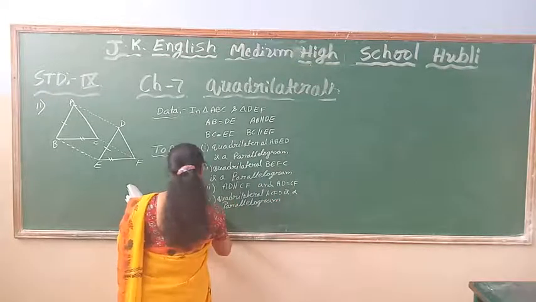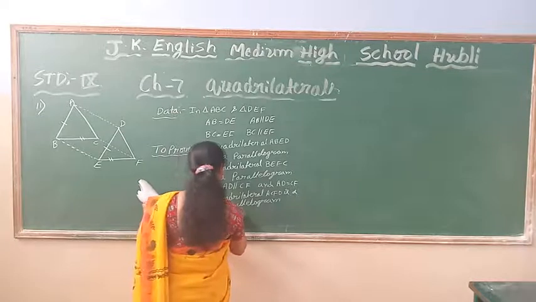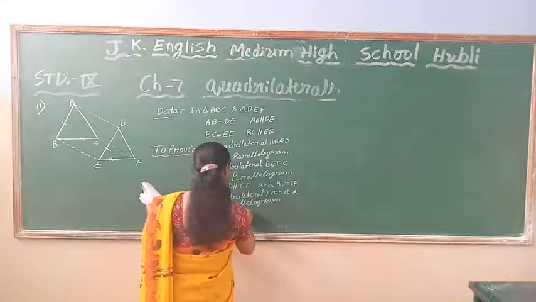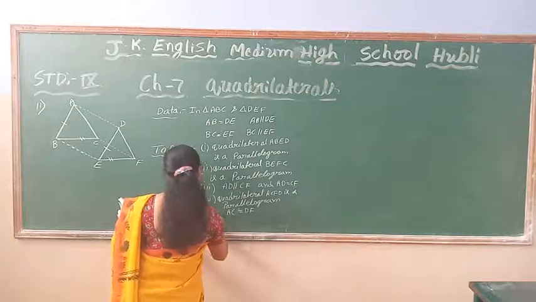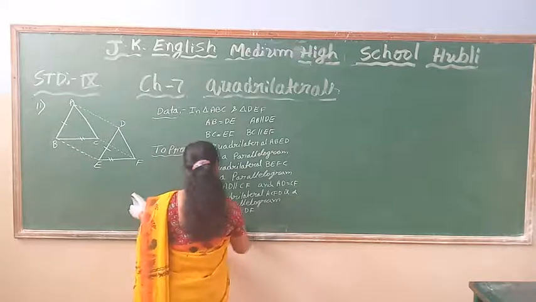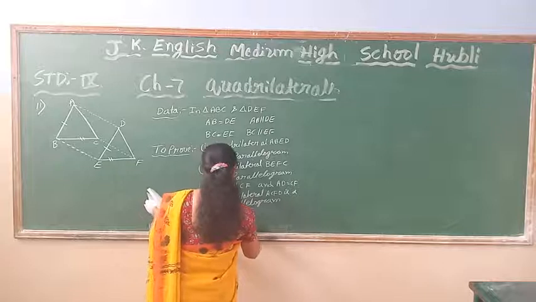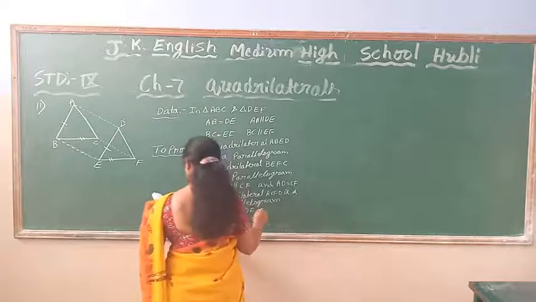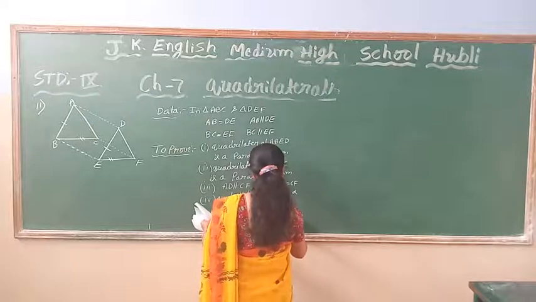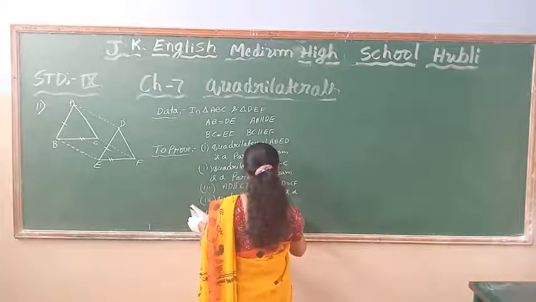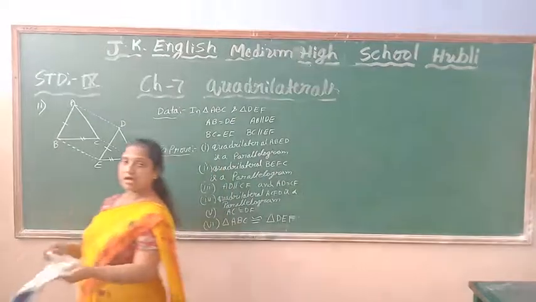And fifth one, AC is equal to BF. And sixth one, triangle ABC is congruent to triangle DEF. These six I have to prove now.